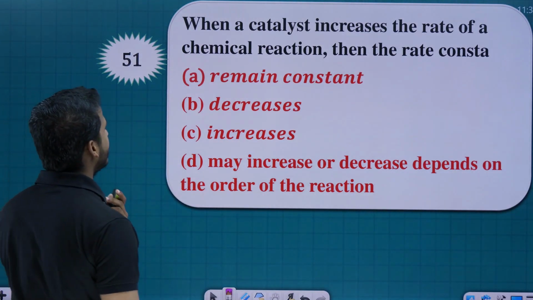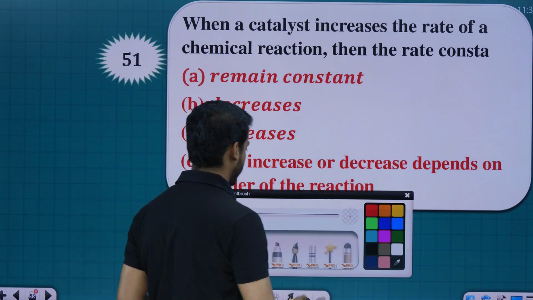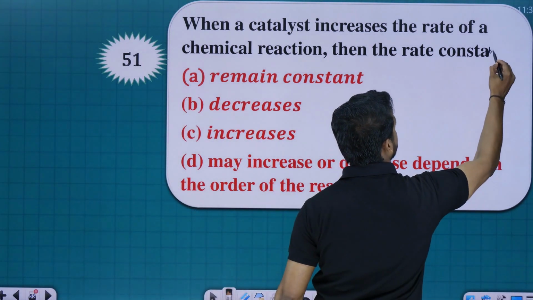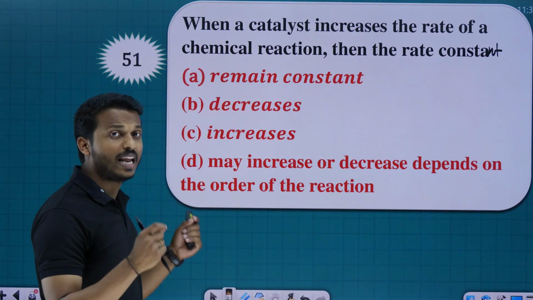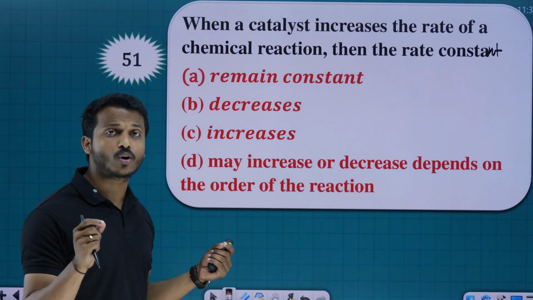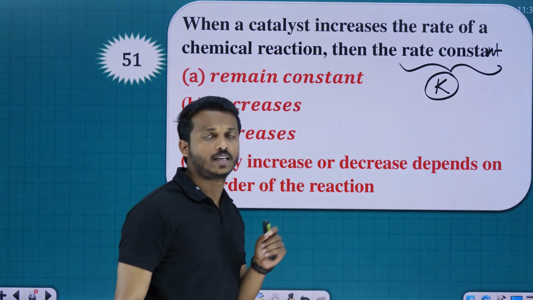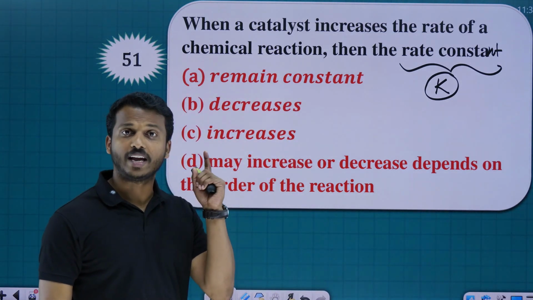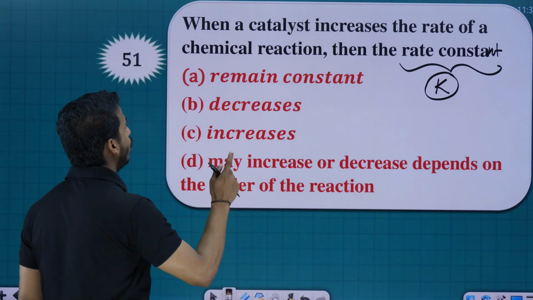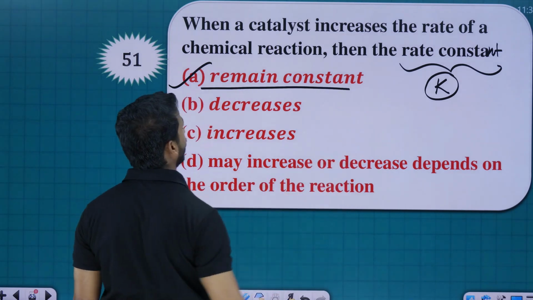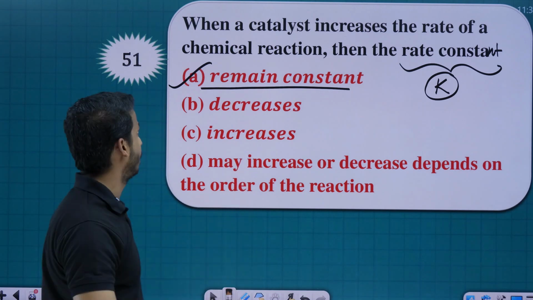Next one, when a catalyst increases the rate of a chemical reaction, the rate constant. Dear all, what is rate constant? K, right? Rate constant is a fixed one. It is not changed by a catalyst. Rate constant only depends on temperature, remember. So rate constant does not change with a catalyst; the catalyst's purpose is to reduce activation energy and speed up the reaction.